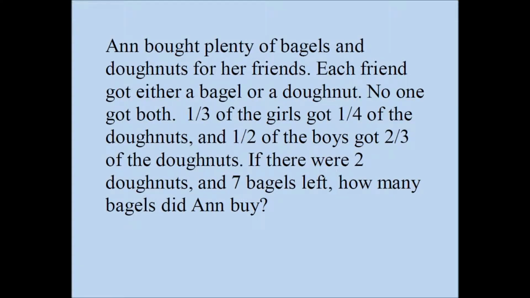Anne bought plenty of bagels and doughnuts for her friends. Each friend got either a bagel or a doughnut. No one got both. One third of the girls got one fourth of the doughnuts, and half of the boys got two-thirds of the doughnuts. If there were two doughnuts and seven bagels left, how many bagels did Anne buy?